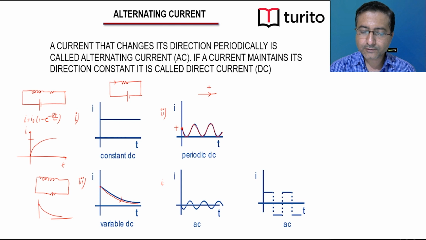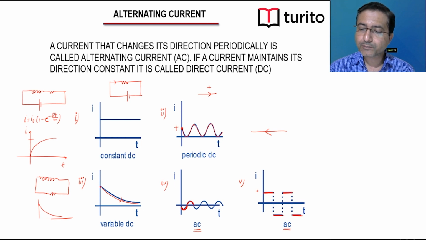While if you look at the fourth graph and fifth graph, we have current flowing in one direction, then current changes its direction and starts flowing in the opposite direction. For some time current will go like this, and then current will flow like this. It keeps changing its magnitude and direction. This is called alternating current, AC. We may have a situation where magnitude is fixed. Look at the fifth graph. Magnitude is fixed, but the direction is changing. This also comes in the category of alternating current.